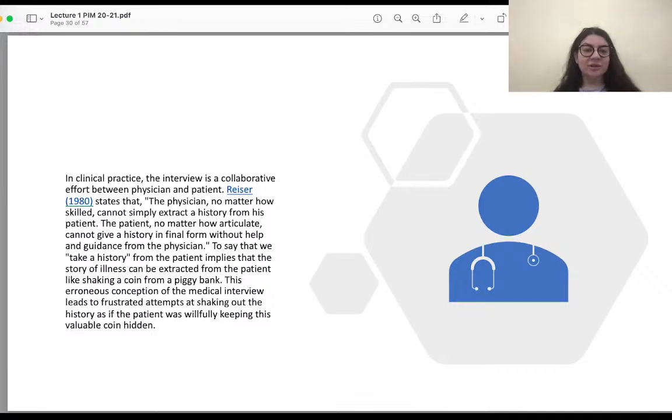In clinical practice, the interview is a collaborative effort between the physician and patient. Scientists like Reiser in 1980 state that a physician, no matter how skilled, can't simply extract the history from his patient. The patient, no matter how articulate, cannot give a history in final form without help and guidance from the physician. To say that we take a history from the patient implies that the story of illness can be extracted from the patient like shaking a coin from a piggy bank. This erroneous conception of the medical interview leads to frustrated attempts at shaking out the history, as if the patient was willfully keeping this valuable coin hidden.